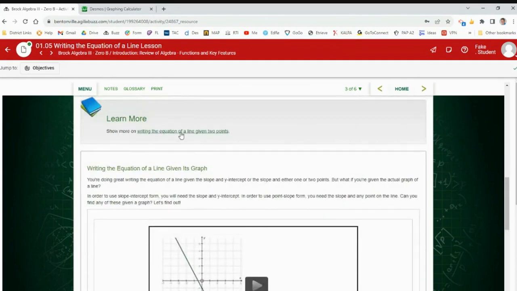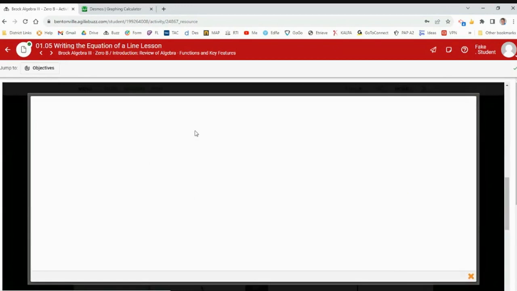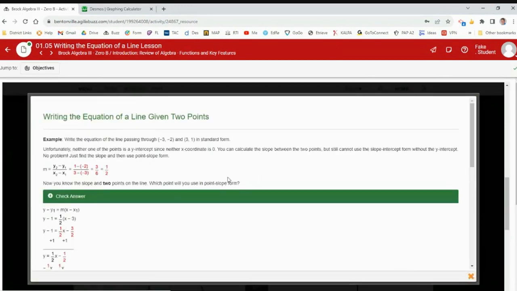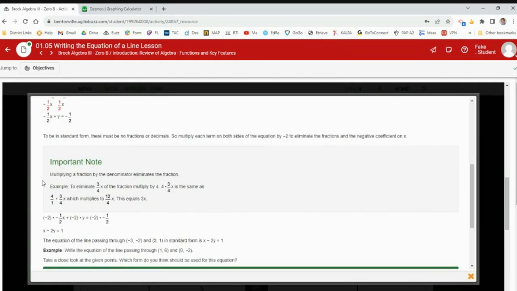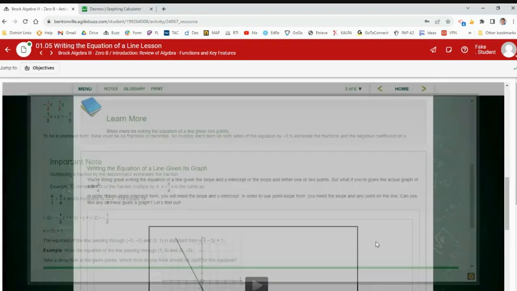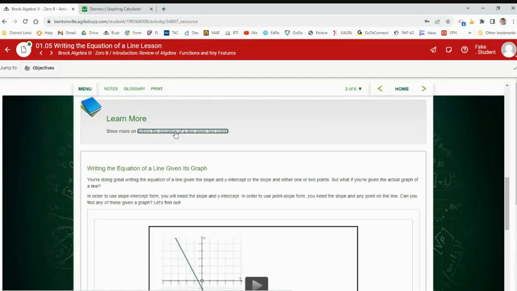If you need another example on how to write the equation of a line with 2 points, you can click here and it will pop open a window and give you another 2 points and walk you through that. All right, important note: multiplying the fraction by the denominator eliminates the fraction, like I was just talking about. If you have a 3/4 x, when you multiply by 4, you just get 3x, because 4 times 3/4 is 3. So there's another example if you need it.